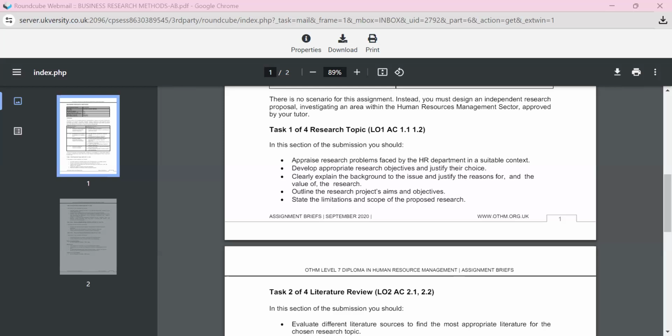The second lesson will go through understanding how to review the literature. Literature is very important. Whatever objective or topic you choose, the literature should be relevant to that. If I'm looking at recruitment and selection, HR, job description, then my literature should be accordingly. So evaluating the literature review will be our second lesson.